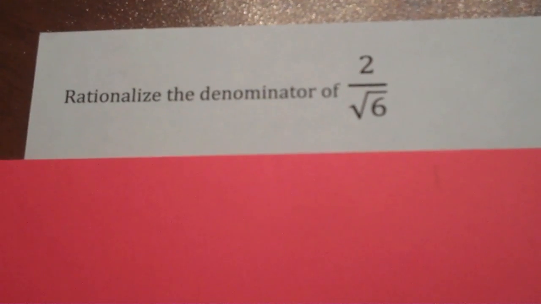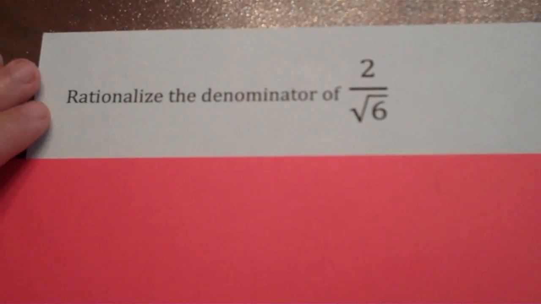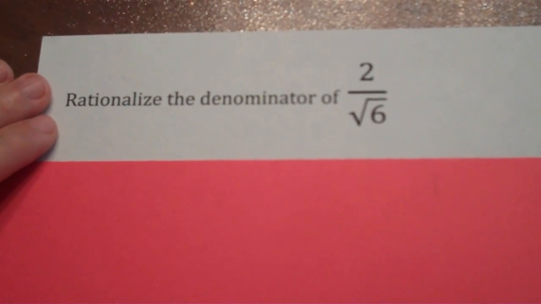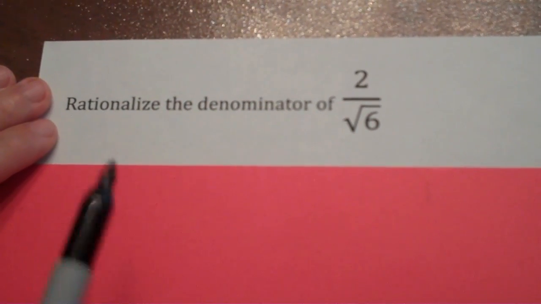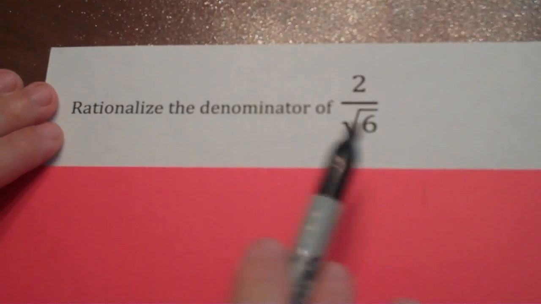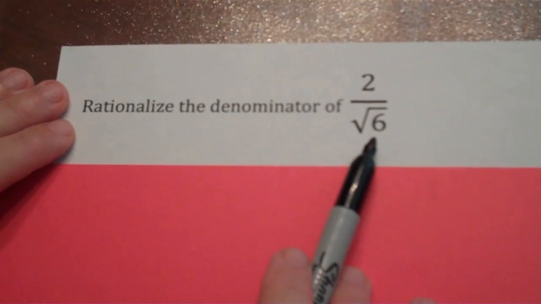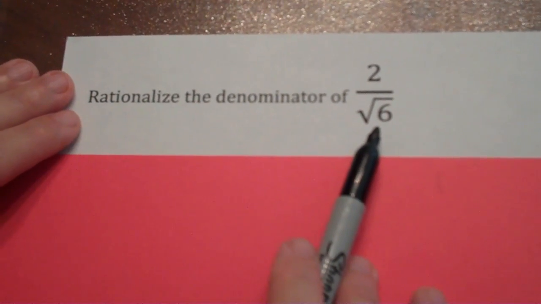Let's do a couple problems now to end up where we rationalize the denominator. In this problem, we have 2 over the square root of 6. Basically, rationalize means make that into a rational number, which a square root is not, frankly.